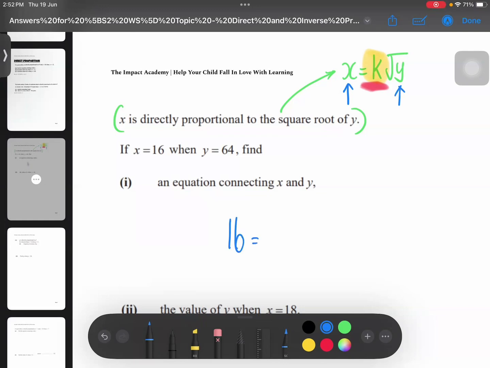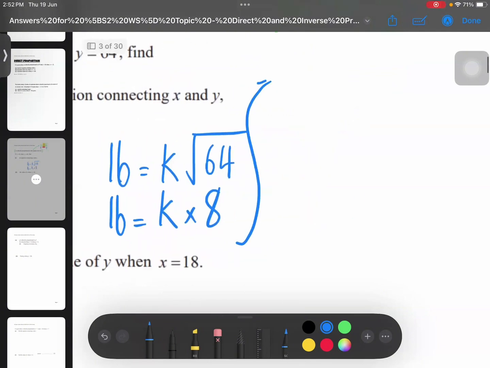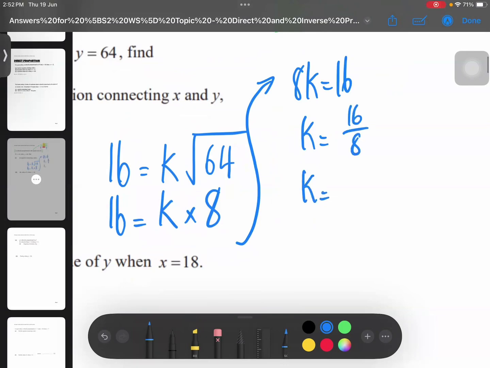So 16 equals k square root 64. When you do square root 64, you get an answer of 8. From here, I will continue with 8k equals 16. k is actually equal to 16 divided by 8, so k is equal to 2.